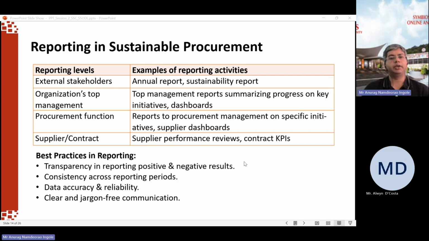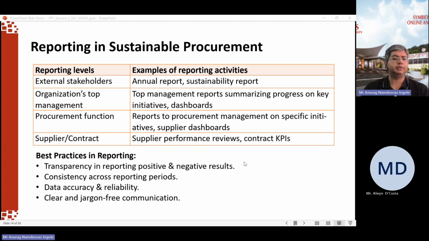There is some kind of reporting also required on the procurement function, which is specific initiatives that you are taking for sustainability. If you can also form some kind of supplier dashboards, then you have a visual management tool available for managing these sustainability initiatives with your suppliers. And with suppliers, or even with your contracts, you need to generate some kind of reports such as your supplier performance reviews, your contract KPIs, etc.